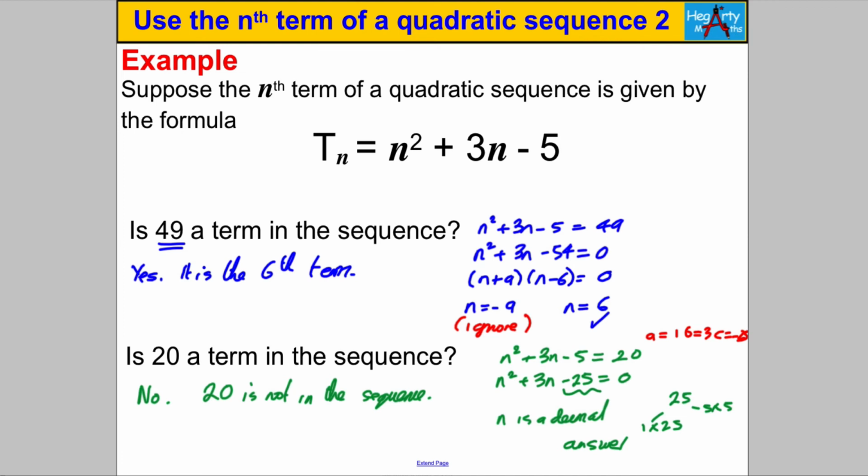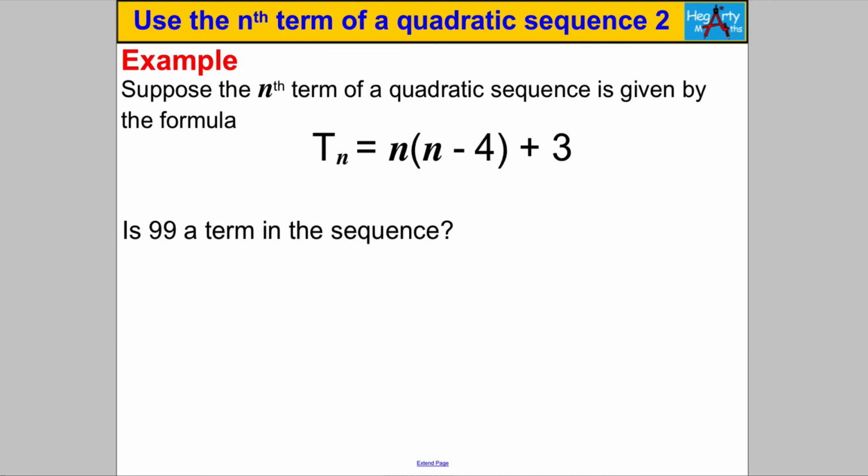Right, let's try another one. Pause the video and have a go. Okay, in this one, we've got the nth term here given by this complicated expression. We're asked, is 99 a term in the sequence? If it was, then this expression n subtract 4, add 3 would equal to 99 for some whole number, positive whole number n. Let's see if we can solve this.